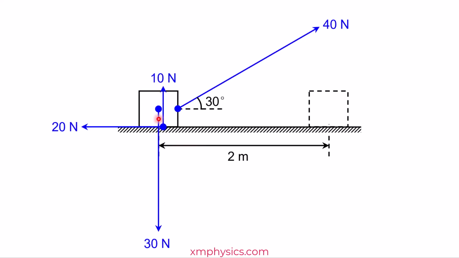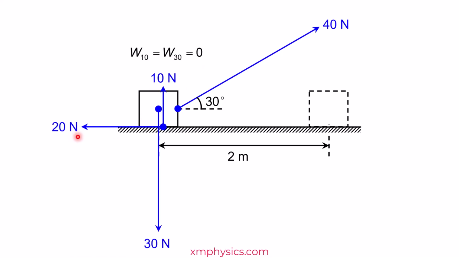Now these two forces are vertical, but the displacement of the block is horizontal. So these two forces couldn't have done any work on the block because they are perpendicular in direction to the displacement. So the 10 newtons and the 30 newtons forces did zero work.